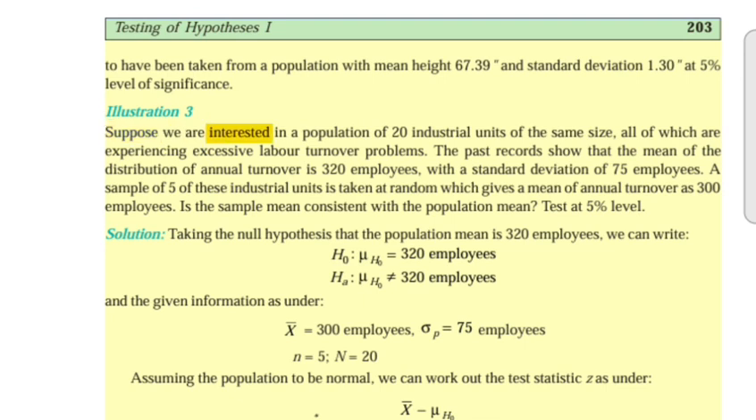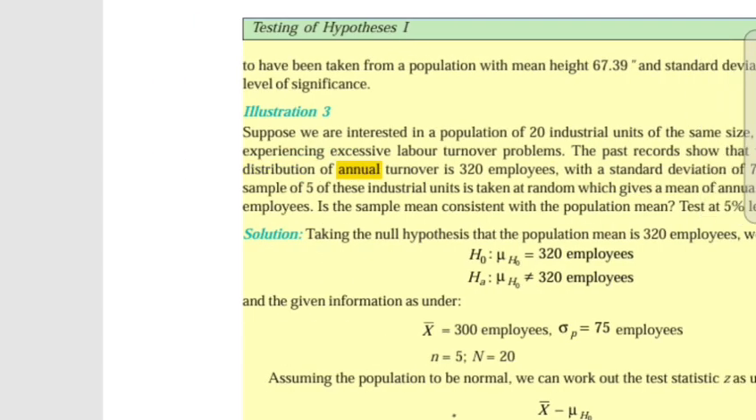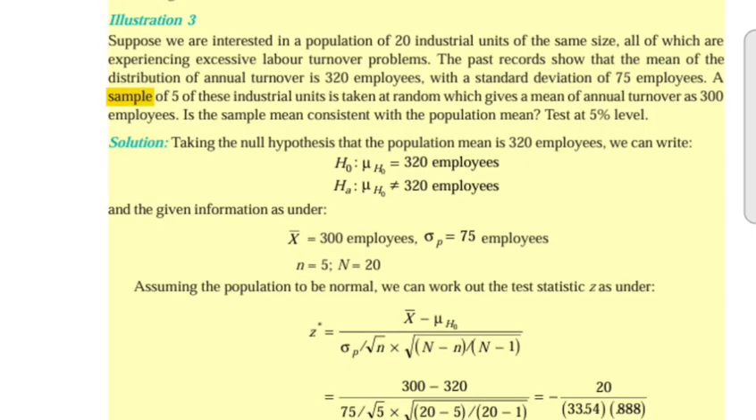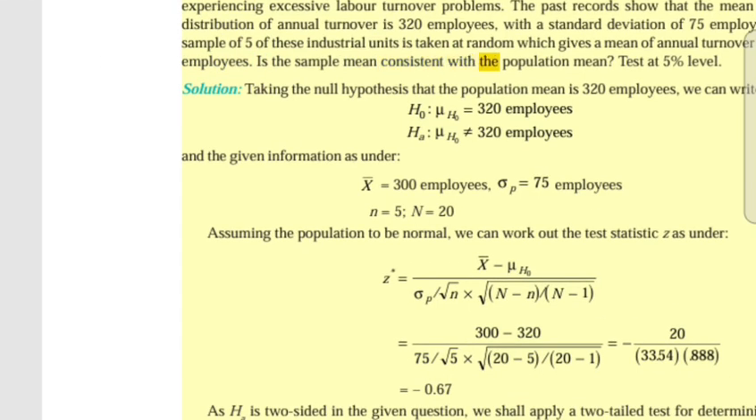Suppose we are interested in a population of 20 industrial units of the same size, all of which are experiencing excessive labor turnover problems. The past records show that the mean of the distribution of annual turnover is 320 employees, with a standard deviation of 75 employees. A sample of 5 of these industrial units is taken at random, which gives a mean annual turnover of 300 employees. Is the sample mean consistent with the population mean? Test at 5% level.